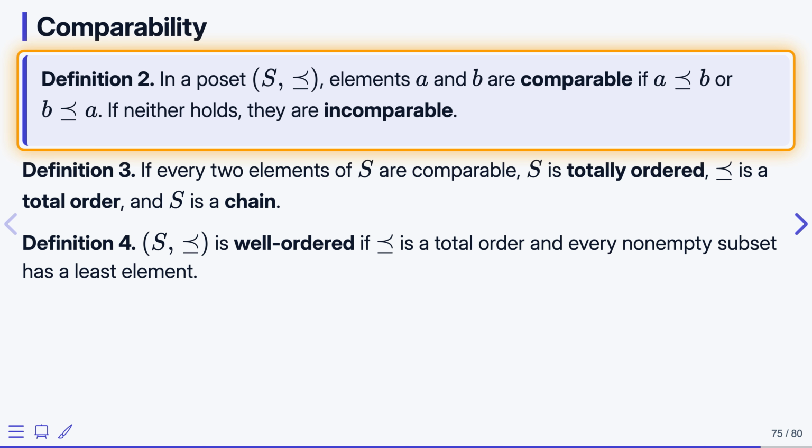Now we compare elements in a poset. We write the order symbol as a curly less than or equal to. It just names the order in whatever poset we are looking at.